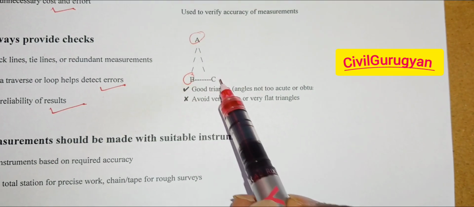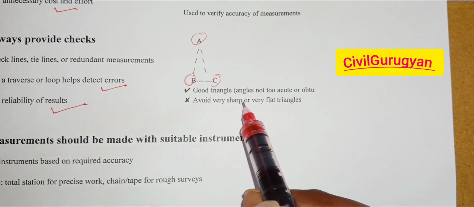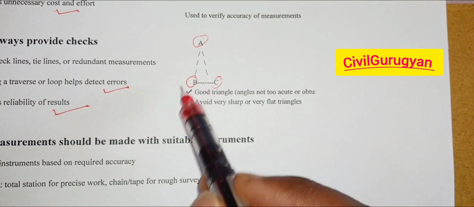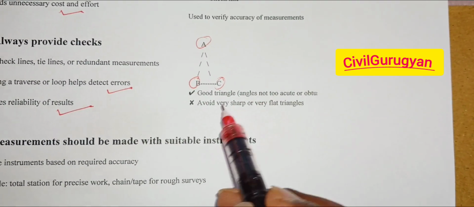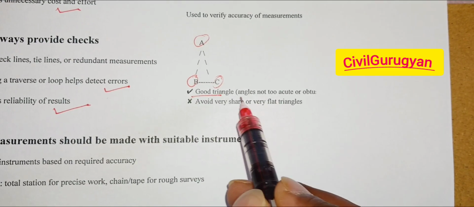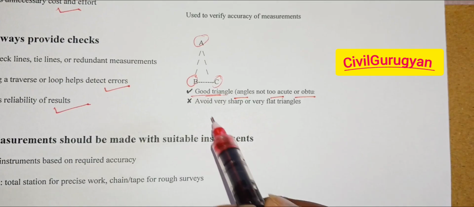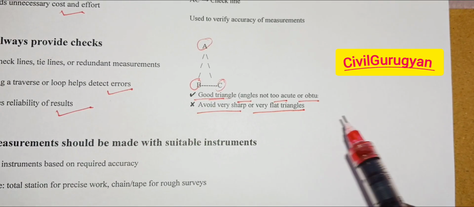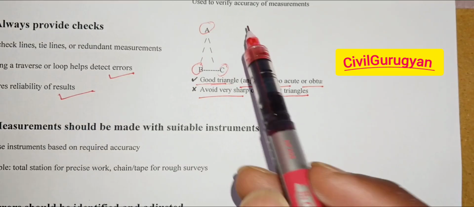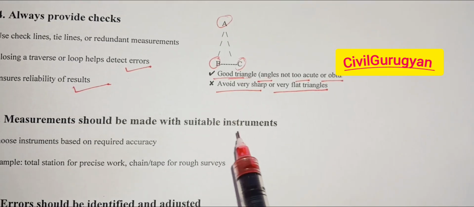In the figure, we can see points A, B, and C. Points A, B, and C are located from each other, and for a good triangle, angles should not be too acute or obtuse, and avoid very sharp or very flat triangles. Or we can say an equilateral triangle is the best for our survey.